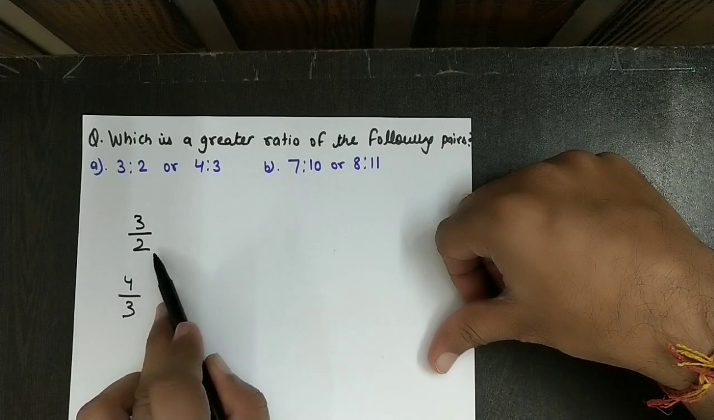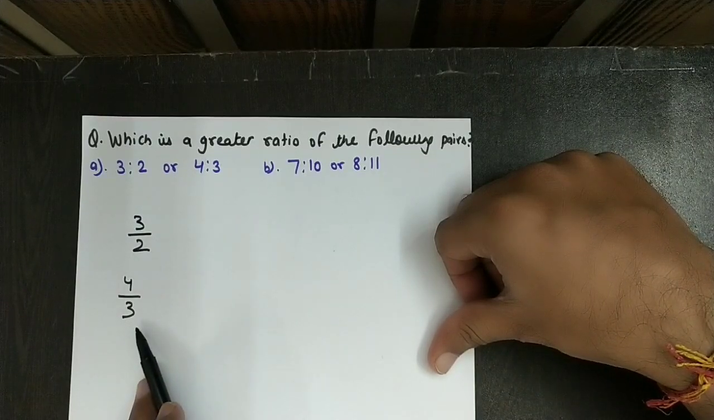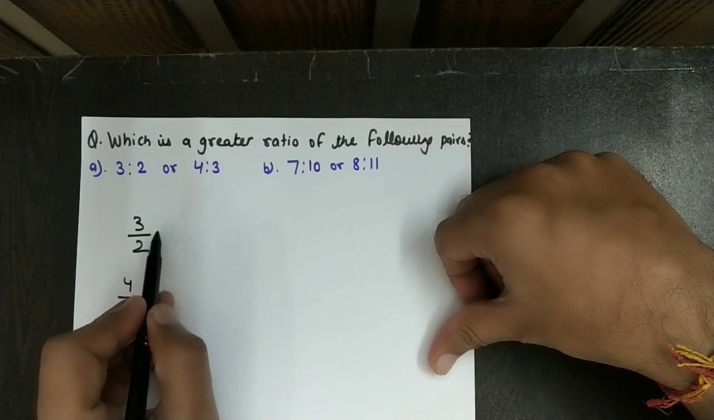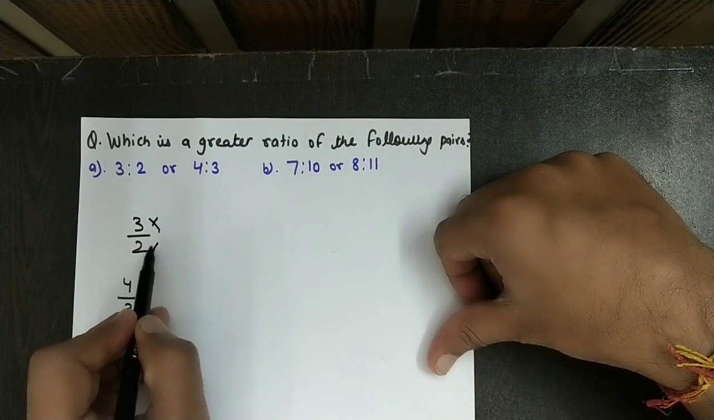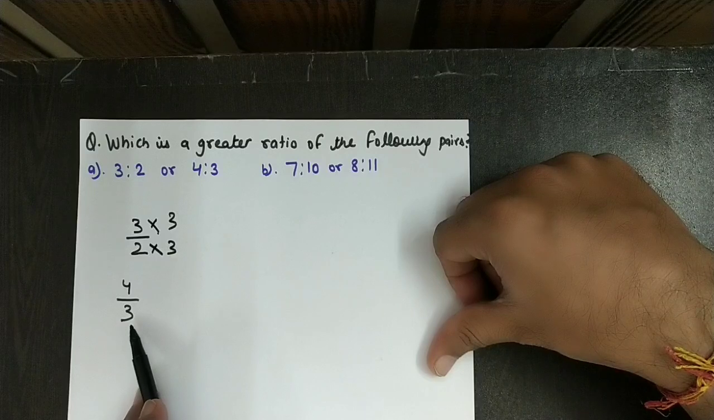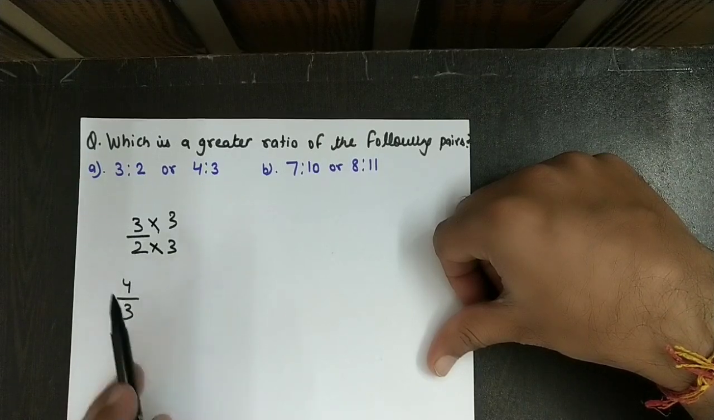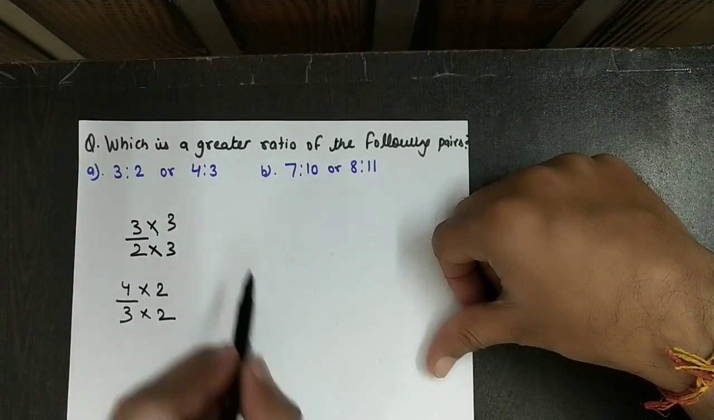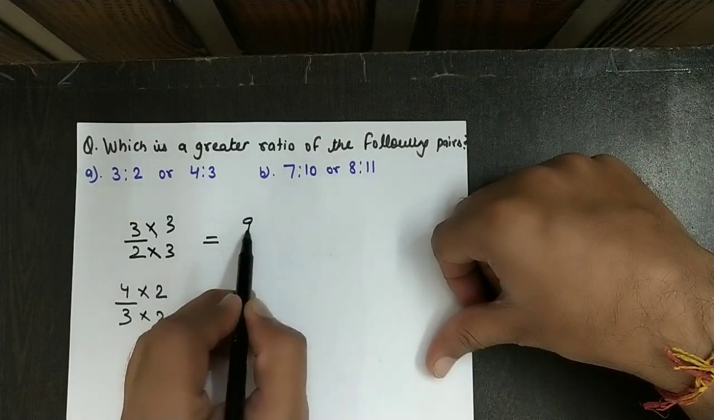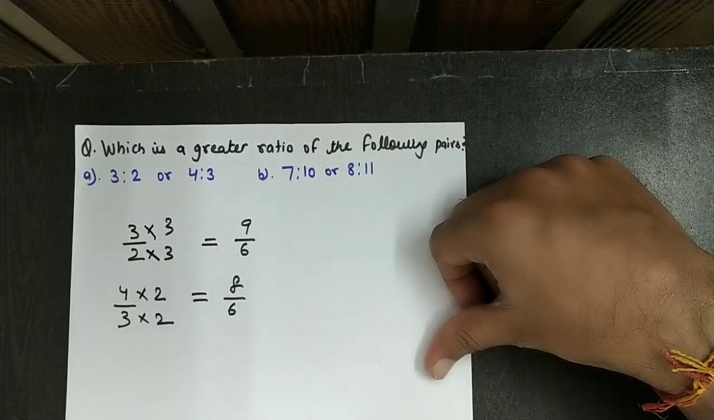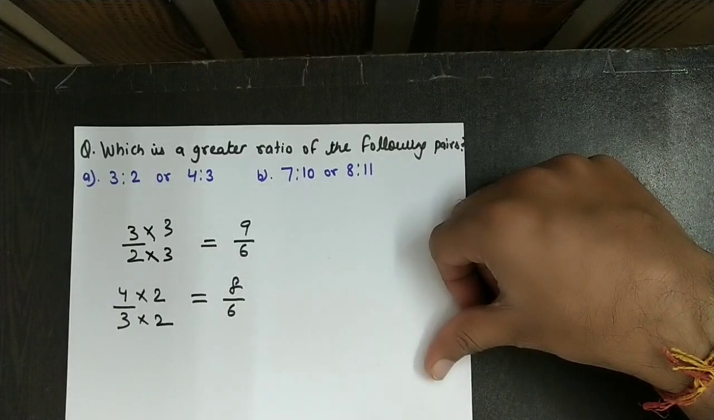Now in the first ratio the denominator is 2 and in the second ratio it's 3. So how will we do this? The denominator here is 3. What we will do is multiply both the numbers by this 3, okay, and here the denominator was 2, so we will multiply the ratio by 2. So here you will get the answer 9/6 and here you will get 8/6. Now the denominator is the same in both the ratios.